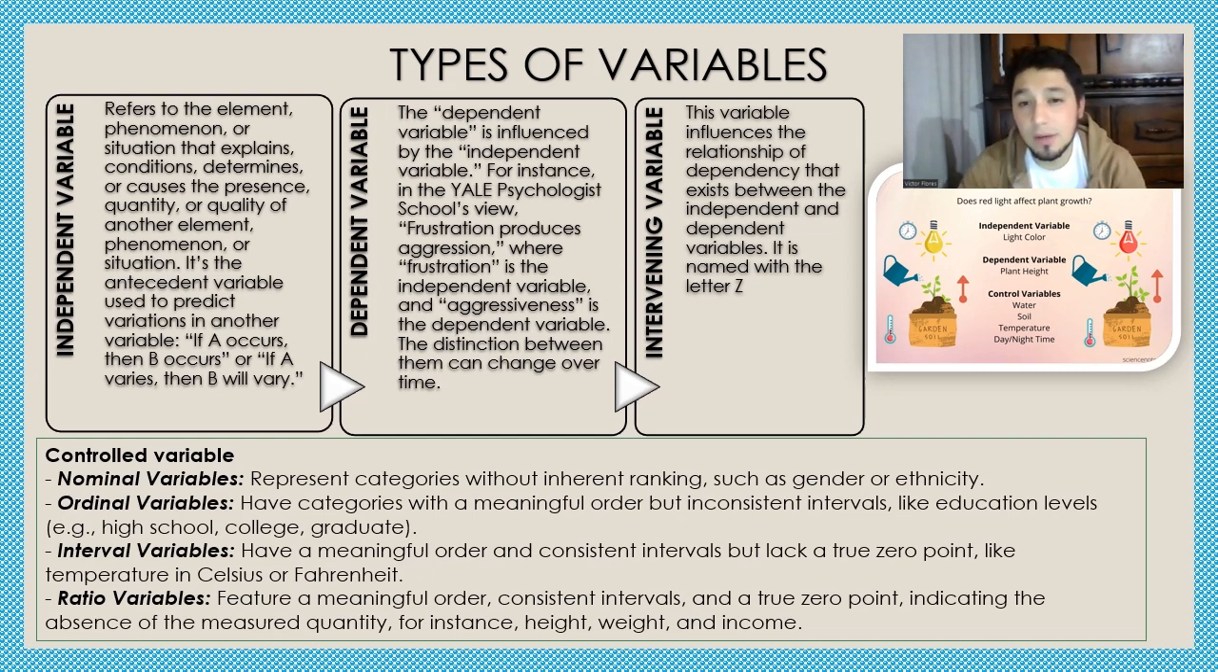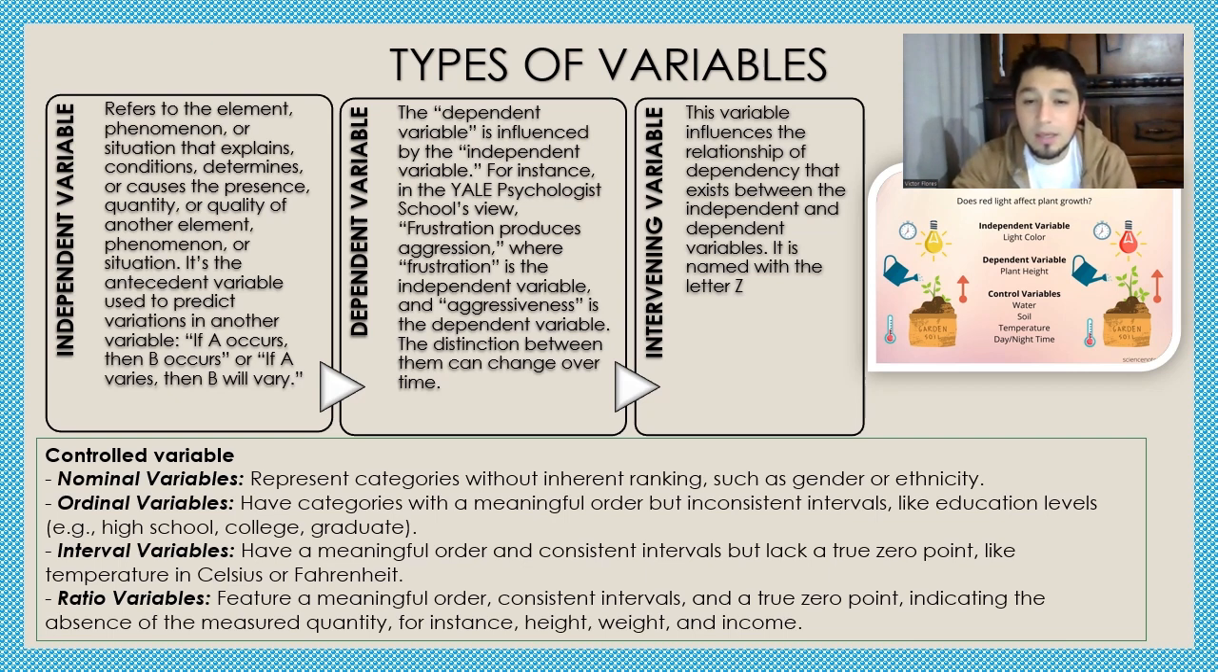They represent categories without inherent ranking, such as gender or ethnicity. Ordinal variables have categories with a meaningful order but inconsistent intervals, like education levels. Ordinal implies order, and order means classification. So the things that are measured are in some order.